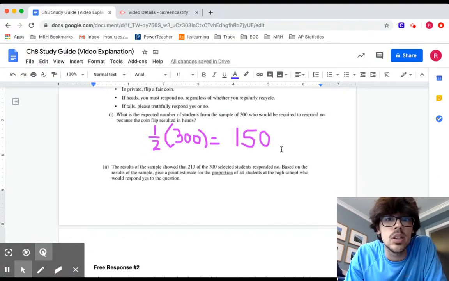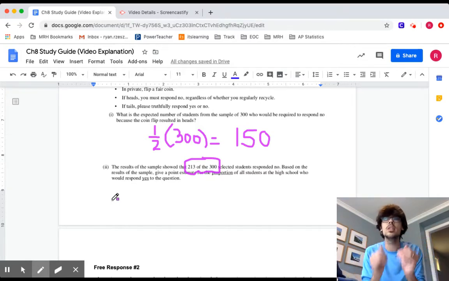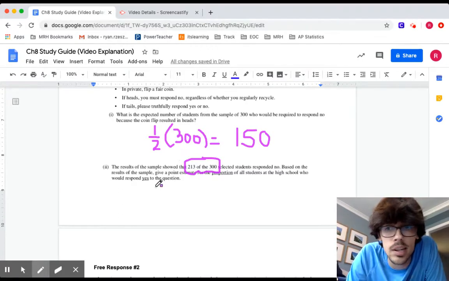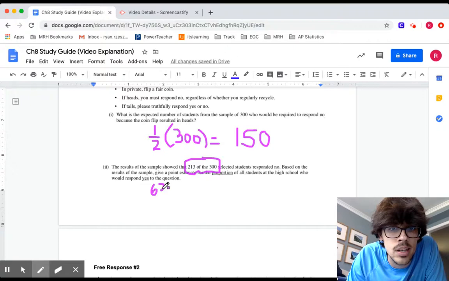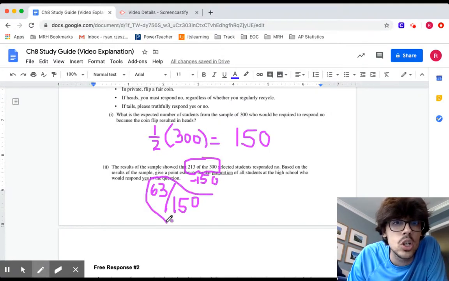The last question here is the one that they're more interested in. Out of 300 people, 213 said no. So approximately 150 of those people said no because of the coin. So what I would do is subtract out 150. If you do that, that leaves 63 no's out of 150 remaining. I would subtract 150 from each of those numbers, and that's like throwing away the useless data from the coin flip. That leaves me with this much good data.